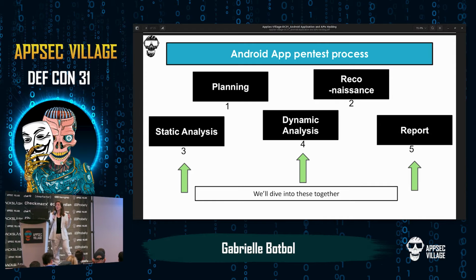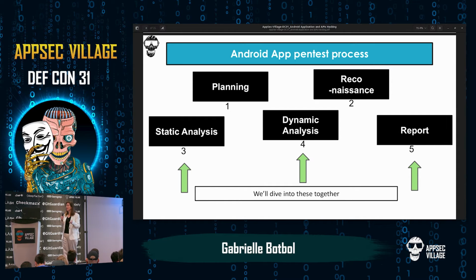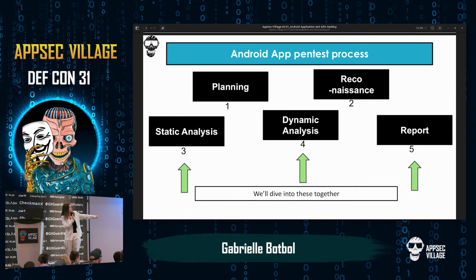Then you have the static analysis. You are going to look at the code and check for specific elements there. I'm going to go into more detail on this later. And then you have the dynamic analysis, where you are going to intercept the traffic and look for potential vulnerabilities. And finally, you have the report phase, where we are going to present and explain the findings. We'll dive into the three here a little later.